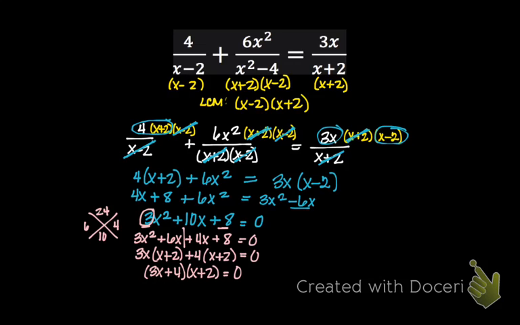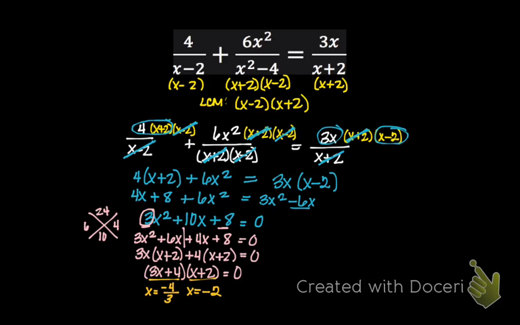Now that I have the factors, I have to ask myself, if 3x plus 4 was equal to 0, x would have to be, subtract the 4 and divide by 3, negative 4/3. And if x plus 2 was to equal 0, x would have to be negative 2. Now this is a case where we got two different solutions. And one of those might be great, one of them might not be, or they might both be good.